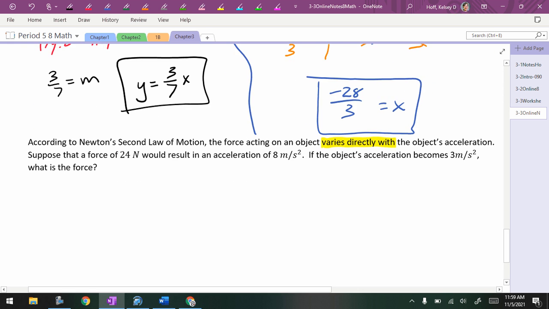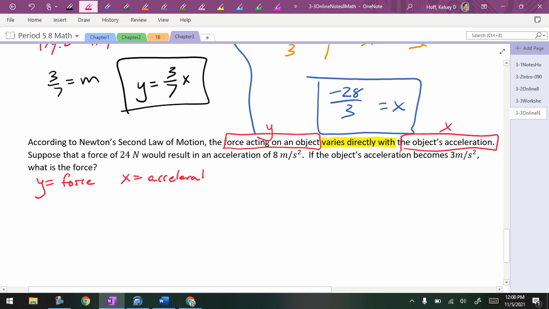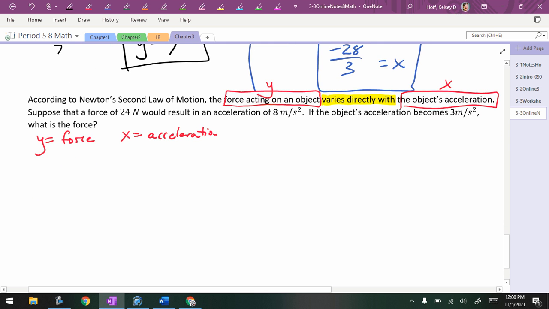Y was in front of that phrase, x was behind the phrase. So if we go down to this, the force acting on an object is our y, and the object's acceleration is the x. Because they talk about force before the phrase varies directly, that's our y. They talk about acceleration after, that's our x. So Miss Hoff comes down here just to keep herself sane and organized, and I remind myself, whenever they talk about force, they're really talking about y. Whenever they talk about acceleration, they're really talking about x.